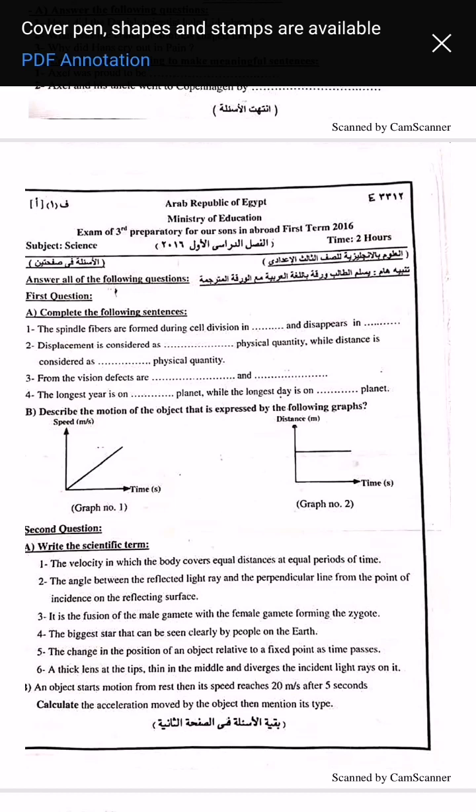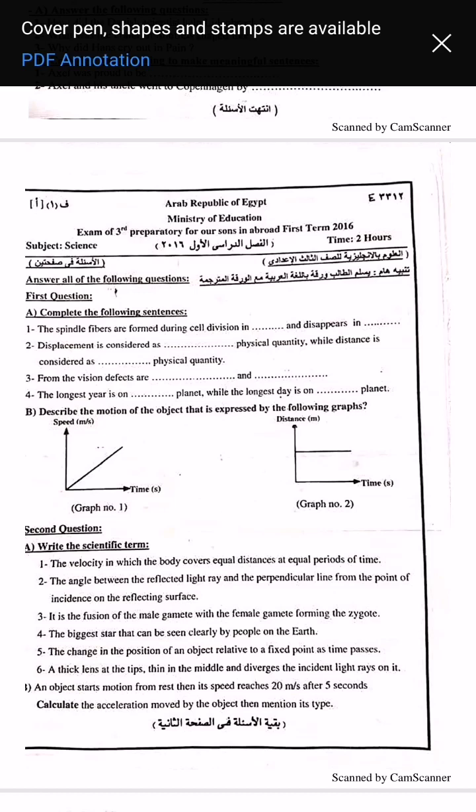Number B, describe the motion of the object that is expressed by the following graphs. The first graph, speed time graph, and the second graph, distance time graph. The first graph, speed time graph, is represented by a straight diagonal line passing through the point of origin. We can describe the motion as increasing acceleration or positive acceleration because the speed increases by equal amounts in equal times.